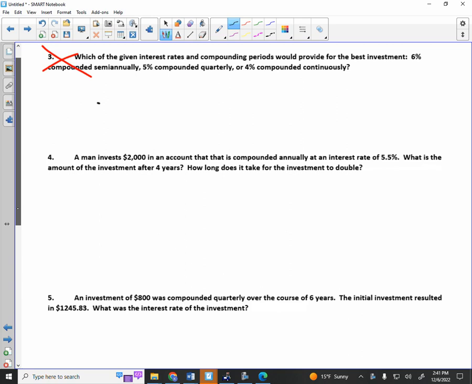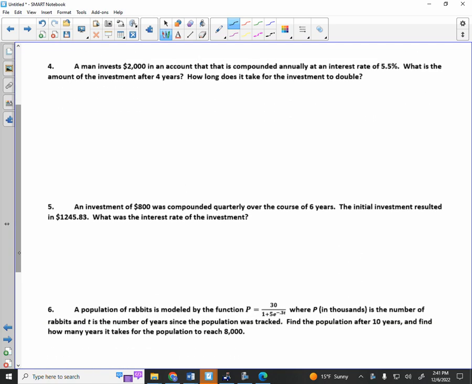We're going to skip problem 3. We're going to do 4, 5, and 6. A man invests $2,000 into an account that compounds annually at an interest rate of 5.5%. What is the amount in the investment after 4 years? Annually is once a year. Go ahead, see if you can use your formula and solve that first part, not the second part. You should be using A is equal to principal times 1 plus r over n raised to the nt power. Go ahead, see if you can find that and figure that out. Go.